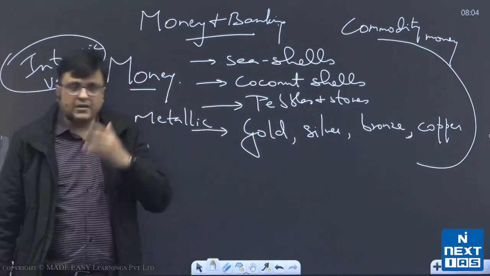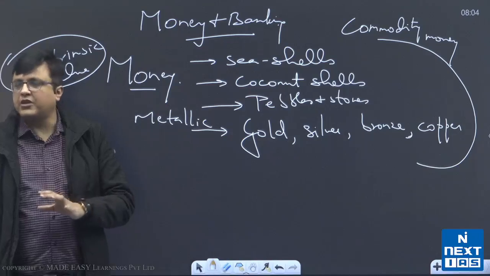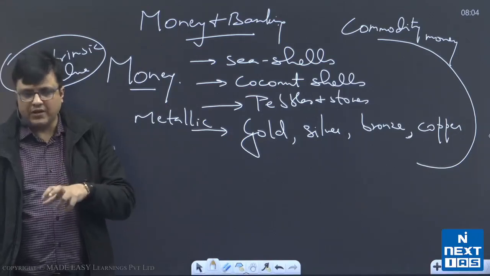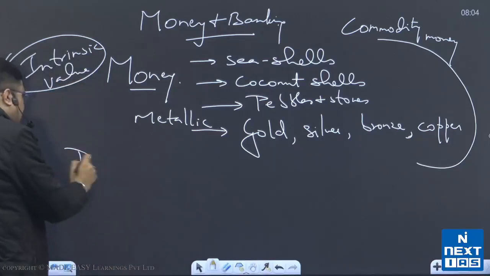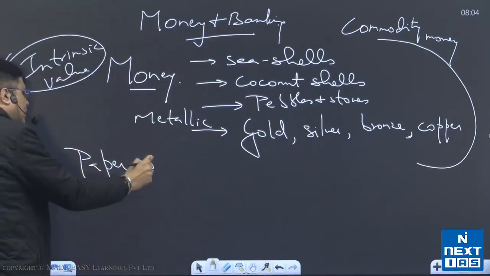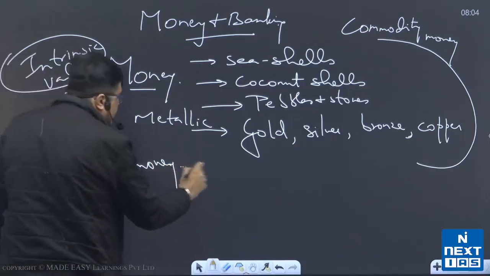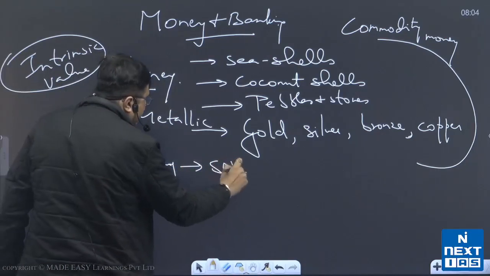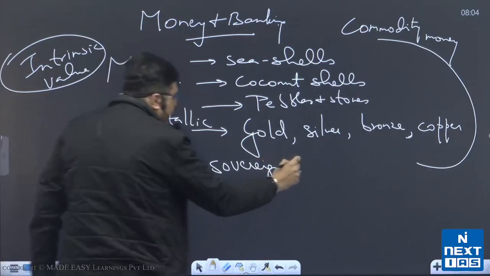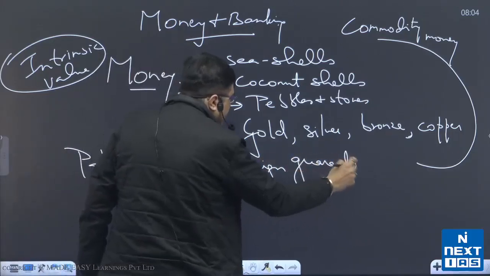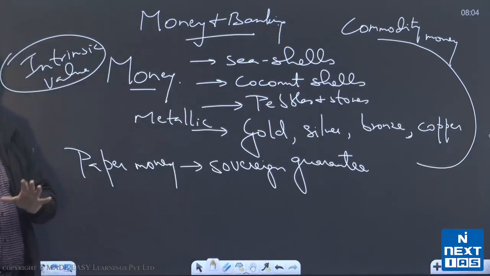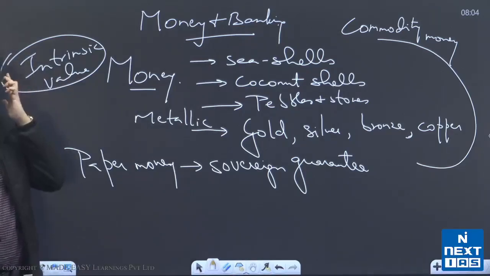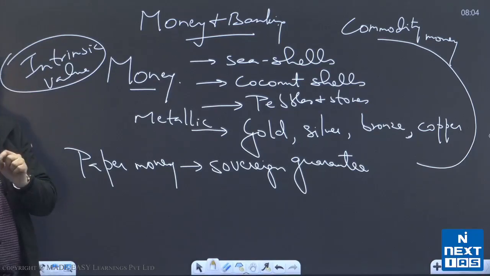And gradually as the world evolved, we shifted to paper money, the way we have today in our country or across the world, paper currencies. And this paper money is not considered money because of its intrinsic value. It's considered money because of the sovereign guarantee. सरकार ने एक तरह से guarantee कर रखा है कि वो पैसा है. All right. So all of us accept that it's money, not because it has an intrinsic value, but because it has a sovereign guarantee.